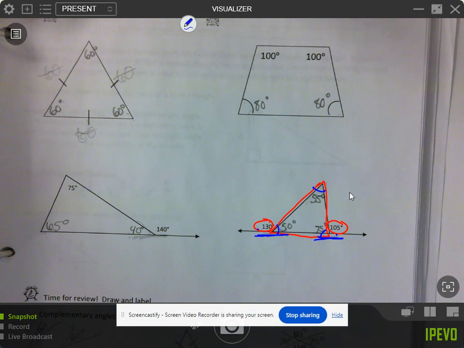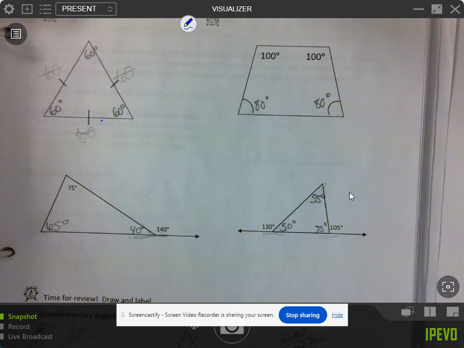Sorry, what if you put the 75 in a different spot? If you put 75 up here, would it still work? Well, then you would put 55 down here, and 55 plus 105 does not equal 180. So you are correct, that would be wrong, because these two have to equal 180. So yes, the placement of your angles matters very much. The only one that doesn't matter is this one, because they're all 60 degrees.